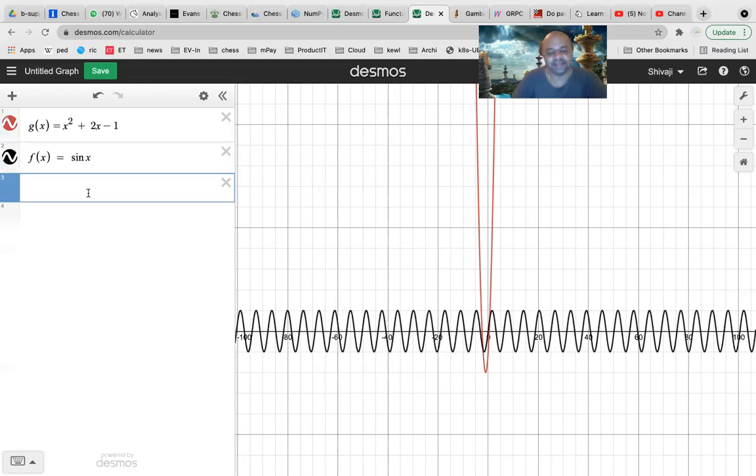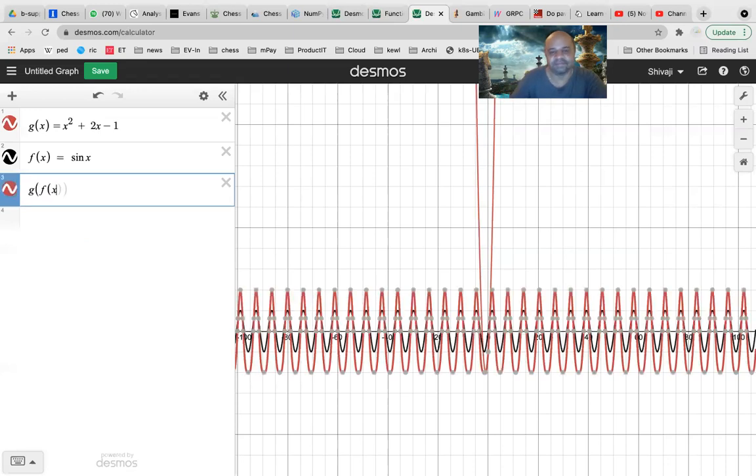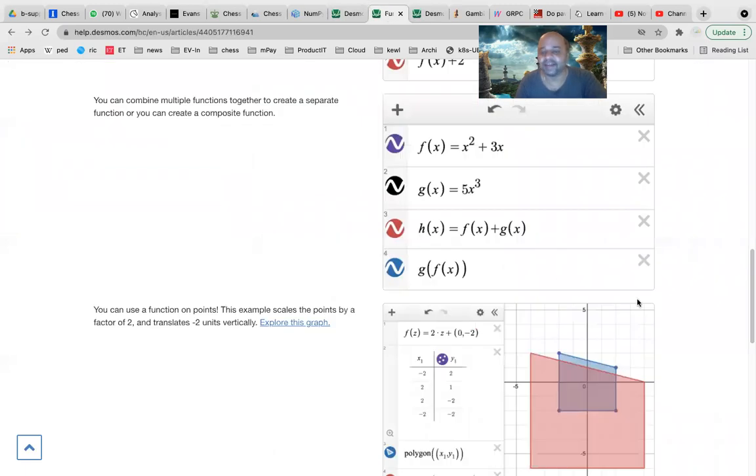See, you can even calculate g of f of x. And what does that mean? First you take g of something, but that something itself is f of something. So if you give x is equal to 1, first it calculates sine x, and then g of that means sine of x square plus 2 times sine of x minus 1. This is what it is calculating. So you see this weird graph like this, right? So this is how you can create functions. More and more complications you can always create in functions.